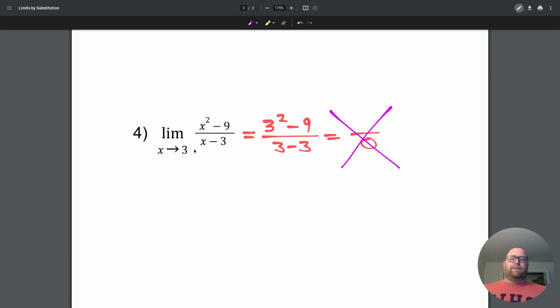Now the limit as x approaches 3 here is 6, but there's a different method we would use. We could use finding limits by factoring to figure this one out, because the top here is a difference of squares. But that's beyond the scope of this video.